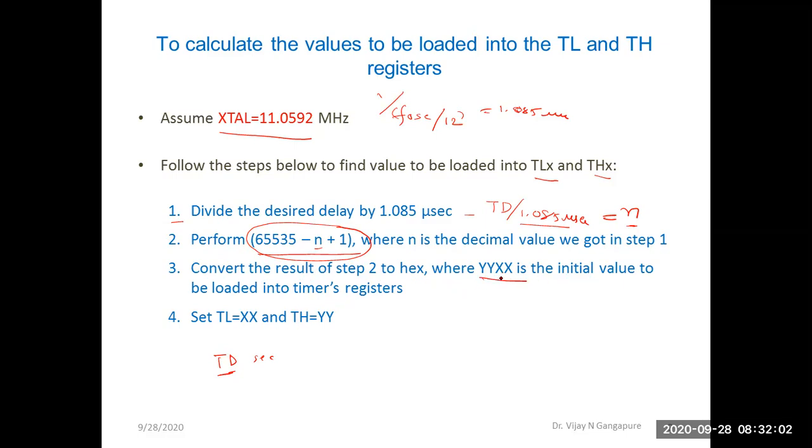XX will be loaded into the lower timer register, and YY, that is the higher byte, will get loaded into the TH register. In this way, we can perform calculations in 4 steps to find out the initial value to be loaded into the timer register for a desired time delay to be generated by using timer 0 or timer 1. All these calculations you are going to do while programming to generate time delay by using timer 0 or timer 1.